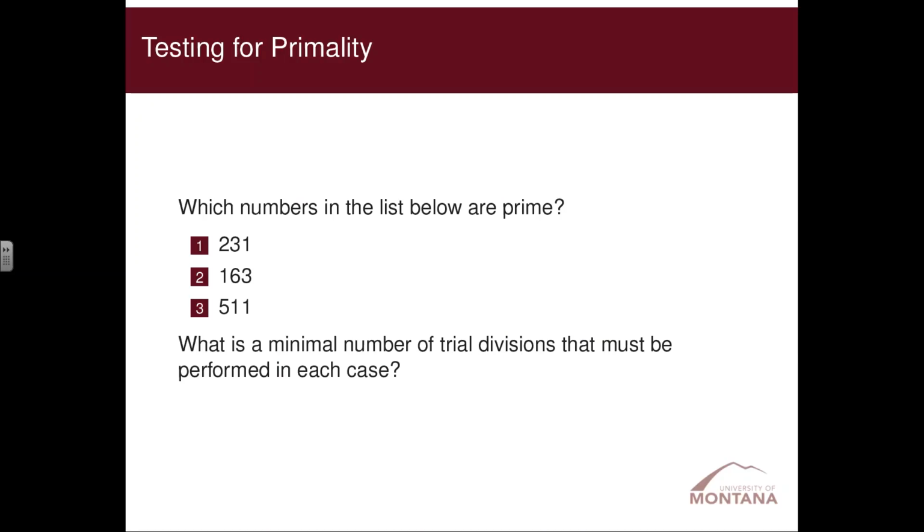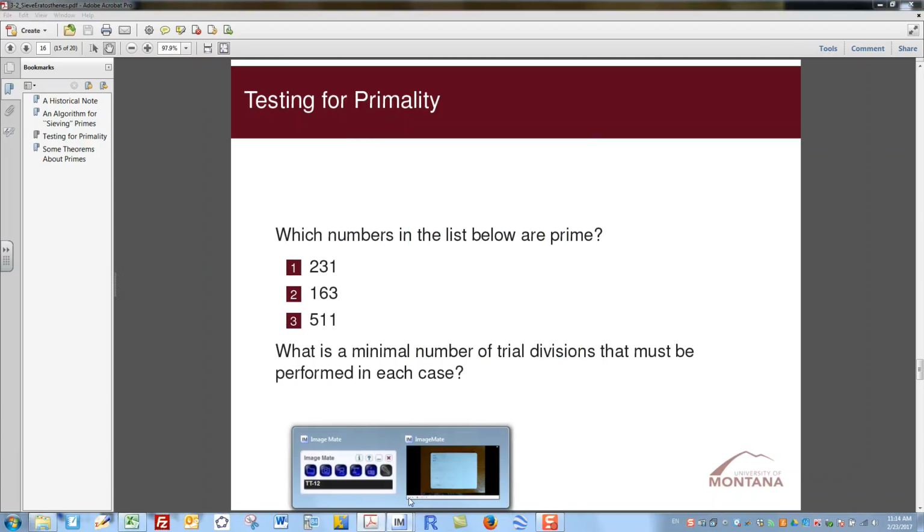Let's talk a little bit now about how we can test numbers without constructing a sieve for primality. So which numbers in the list below are prime? I'm going to give you three different numbers, 231, 163, and 511, and talk about the minimal trial divisions that have to be performed in each case. So let's take a look at what that looks like. 231, 163, and 511 are the three numbers in question. So there they are.